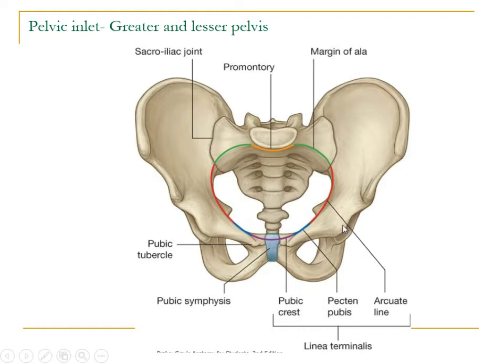So this linea terminalis is formed by three different structures. Running from the auricular surface to the iliopubic eminence, it is the arcuate line. Running from the iliopubic eminence to the pubic tubercle, it is the pecten pubis. And running over the pubic crest and the pubic symphysis, this is the portion of the linea terminalis.